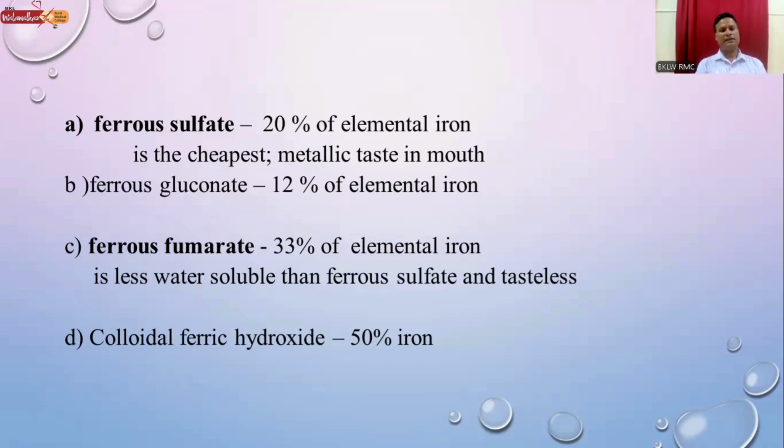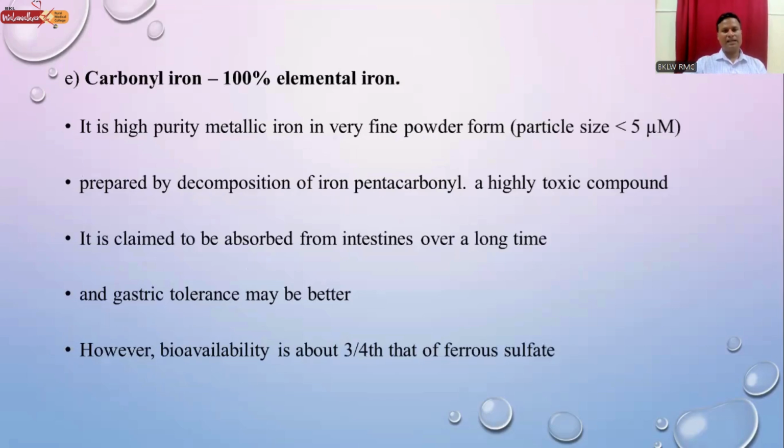Ferrous fumarate contains 33% elemental iron. It is less water soluble than ferrous sulfate and it is tasteless. So we can use it in place of ferrous sulfate for people who complain of a metallic taste. The next one is colloidal ferric hydroxide, which contains 50% elemental iron.